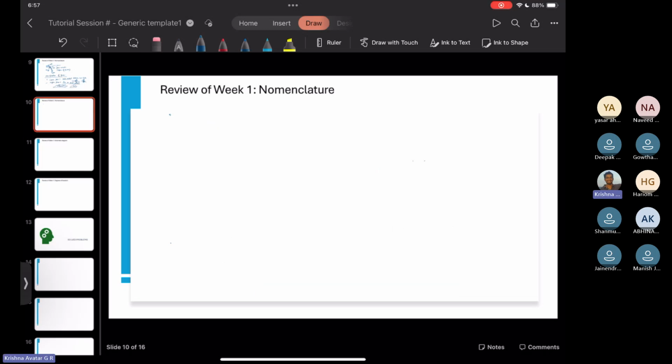Now we'll come to the different types of kinematic pairs. So some of the standard ones we'll look at. So types of kinematic pairs. So first what we have is the revolute pair, also called a hinge joint.